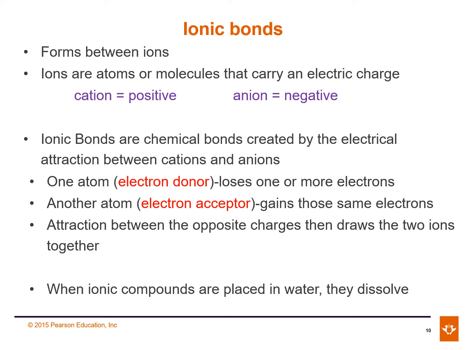One atom will lose one or more of its electrons and is known as the electron donor, while another atom, known as the electron acceptor, will gain those same electrons. When ionic compounds are placed in water, such as table salt, they will dissolve.